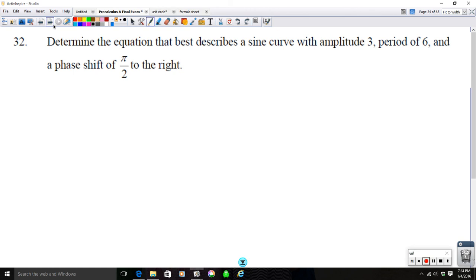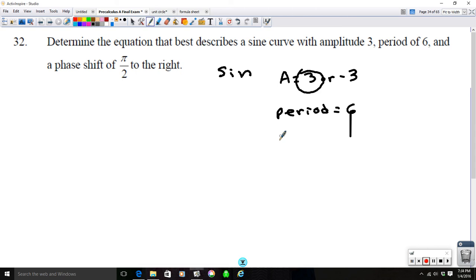Question 32. Determine the equation that best describes a sine curve. So we know we have a sine. Amplitude is 3. So with amplitude of 3, A is either going to equal 3 or negative 3. It didn't indicate one or the other. I'm just going to make it positive 3.